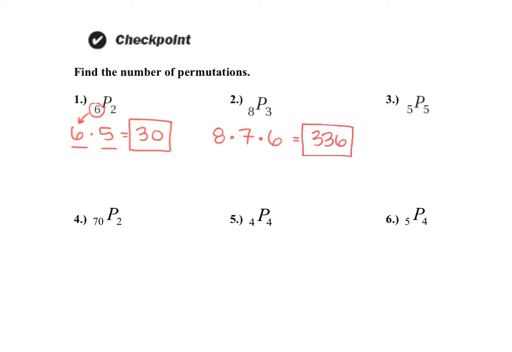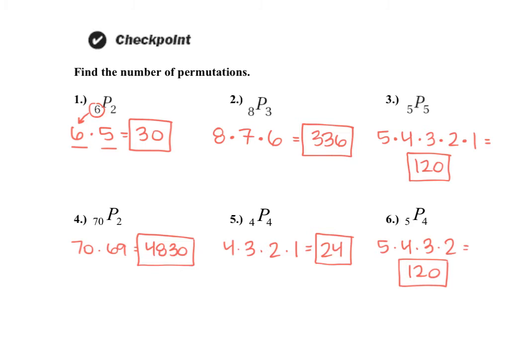Number 3, I have 5 choices and 5 spaces, so this is also what we call a factorial, like we just looked at above. So I'm going to do 5 times 4 times 3 times 2 times 1. That's 120. Why don't you pause the video real quick and try 4, 5, and 6. When you're ready to check your answers, press play again.